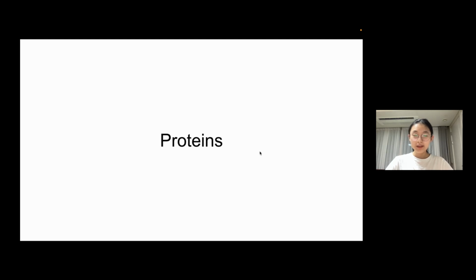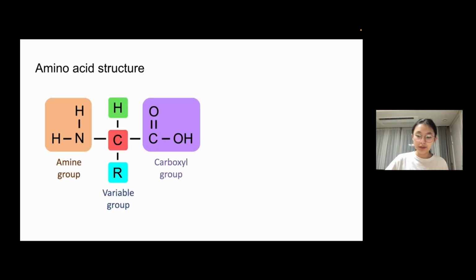Hi everyone, today we're going to look into proteins, which is a part of the IB biology syllabus. Now, as you may recall from IGCSE, proteins are made of amino acids. More specifically, they are amino acids that are bonded by peptide bonds, thus forming polypeptide chains.